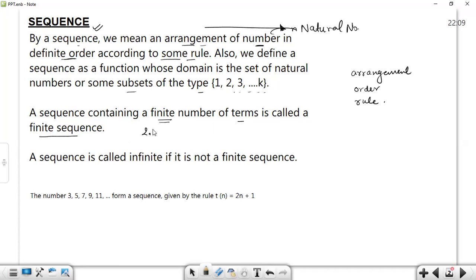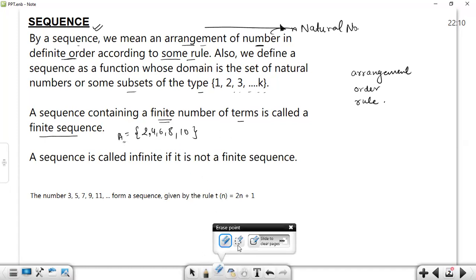A sequence containing a finite number of terms is called a finite sequence. So this is a sequence, and if we define this set, in this set there is a sequence of multiples of 2 from 1 to 10, right? Multiples of 2 with 2 getting multiplied from 1 to 5. So there are finite elements in this set, a finite number of terms. So this particular sequence will be called a finite sequence. This is not a set, a sequence is a sequence.